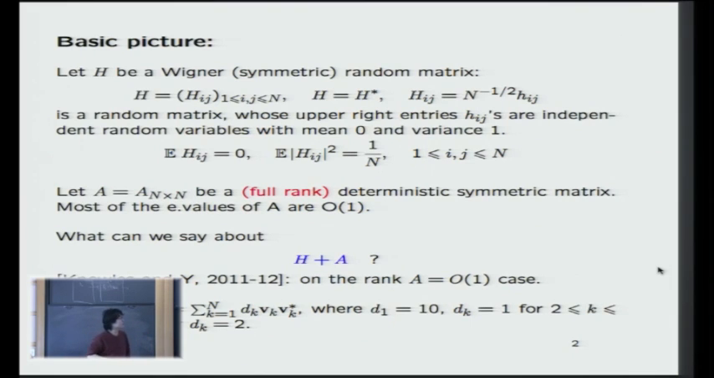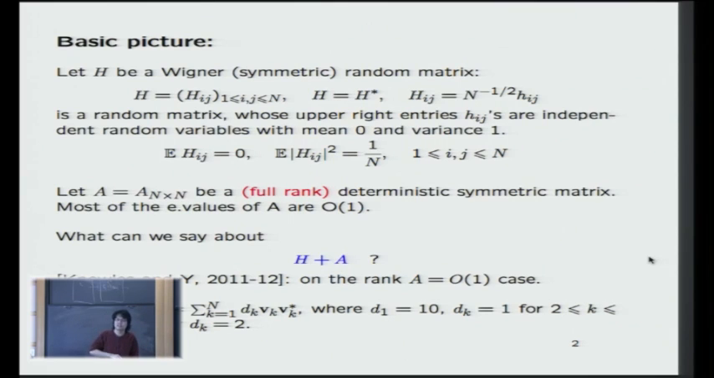We talk about this question. Say, a Wigner matrix, this is very popular. In this talk, I will let all the numbers be real numbers. So we have a Wigner symmetric matrix, which is a random symmetric matrix, with a scale put here. And as you know, the upper-right entries, h_ij, are independent random variables with mean 0 and variance 1. This is the standard setting.